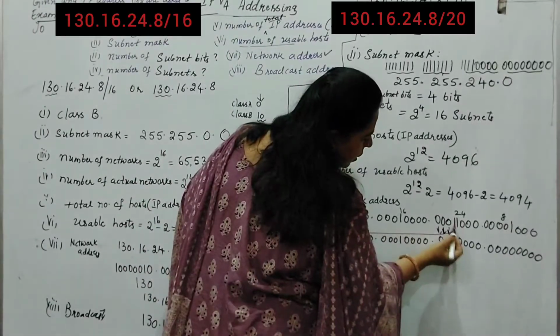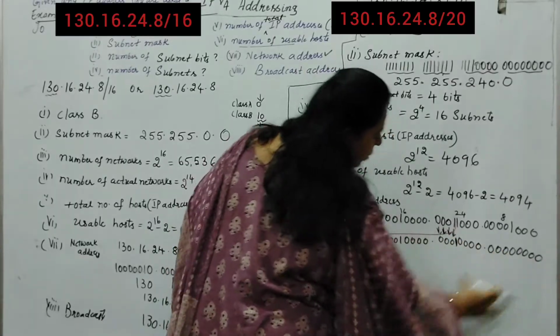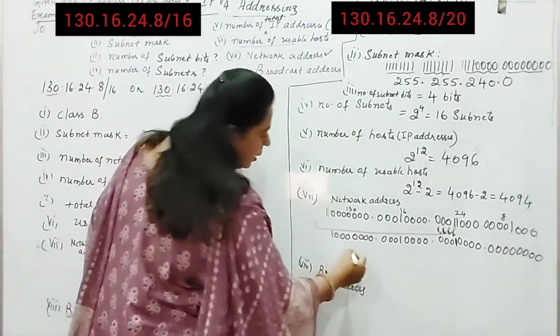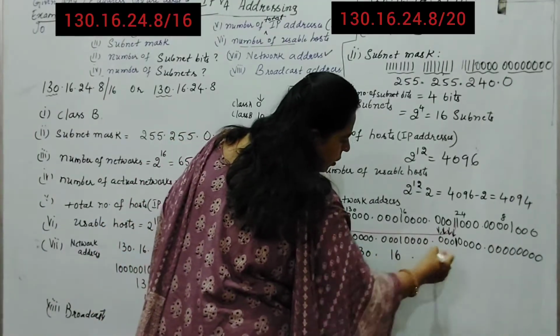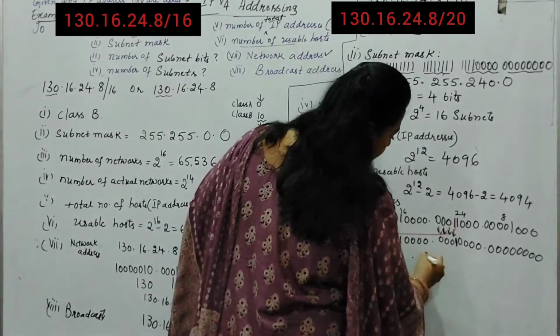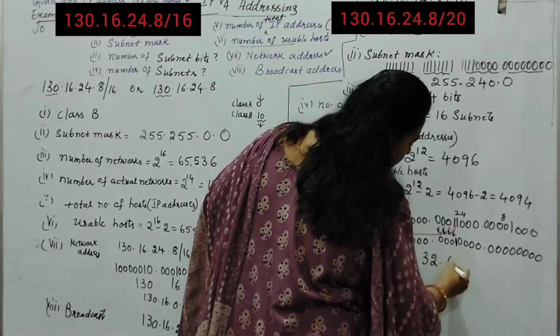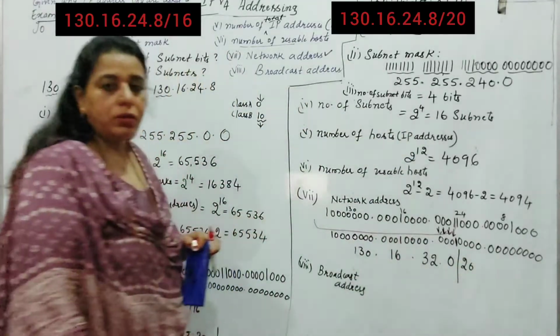What I have done is, these 4 bits up till here I have kept as it is, and the remaining all host bits I have written as 0. Then check the decimal value, it is 130.16, now how much is this? 0001 0000, the equivalent value is 32, and here the decimal value is, what is the prefix value? /20. So this way you got it.